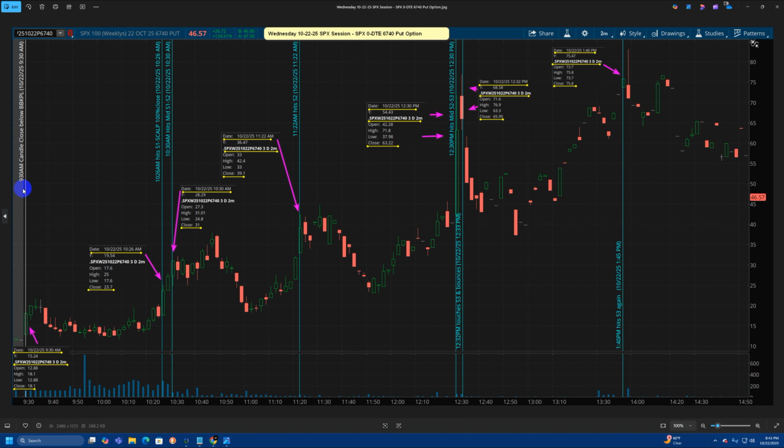So here we have the 9:30 a.m. candle close. This is a 2-minute chart as well for these options. So 9:30 a.m. candle close, $18.10. Next we have the 10:26 S1 scalp, $23.70.